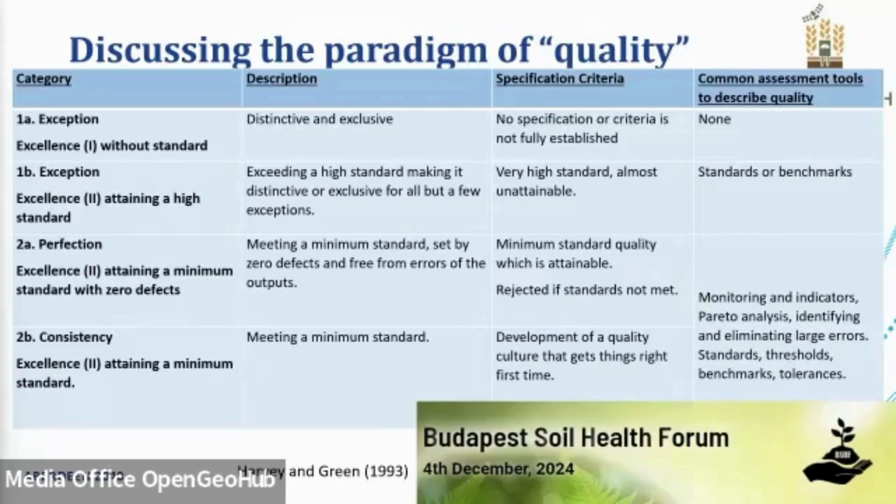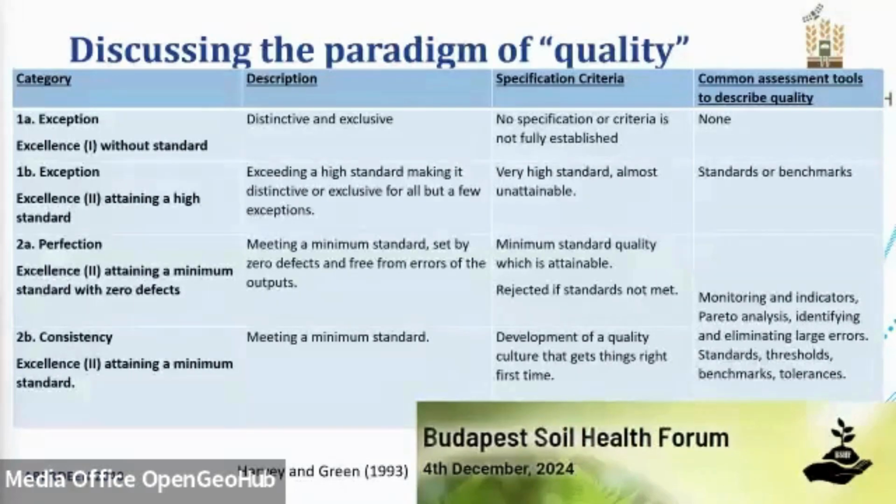So we want to look at setting a minimum standard, looking at something like zero defects. So if something is not accepted, it is rejected. A minimum standard has to be reached, and it has to be free from errors. But there is also consistency, which is very similar to this, where we have to meet a minimum standard and develop a quality culture that gets things right first time.